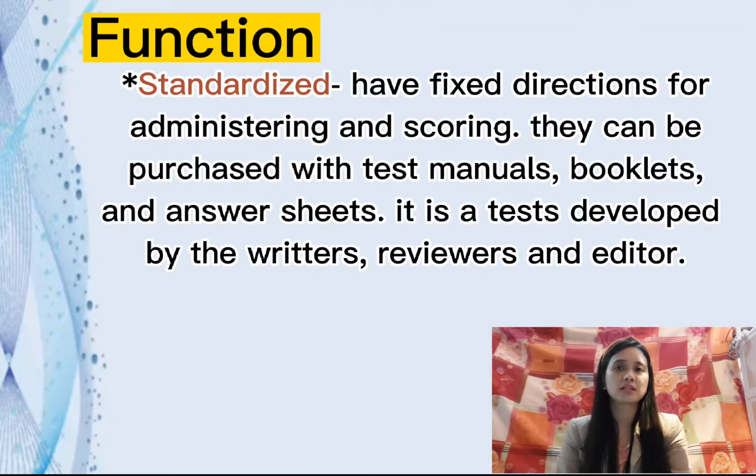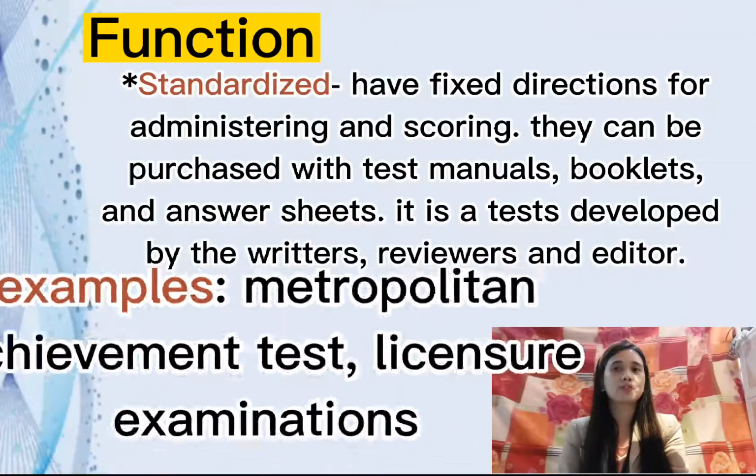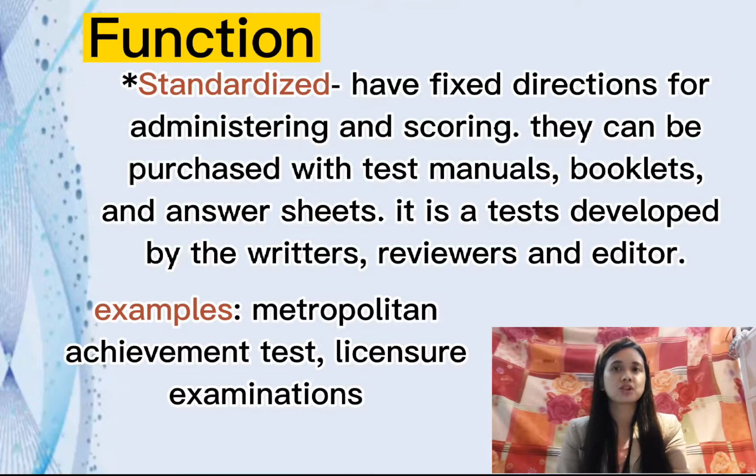They can be purchased with test manuals, booklets, and answer sheets. It is a test developed by the writers, reviewers, and editors. So examples are the Metropolitan Achievement Test and licensure exams. So meaning to say, the standardized tests need to undergo a scientific and systematic process. The test makers have to analyze the validity of the test and the reliability of the test.